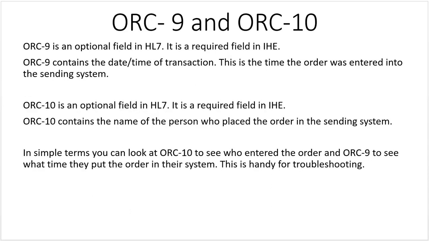ORC 9 and 10. 9 is an optional field in HL7, required in IHE. 9 contains the date time of transaction. This is the time the order was entered into the sending system. 10 is optional in HL7, required in IHE. It contains the name of the person who placed the order in the sending system. In simple terms, you can look at ORC 10 to see who entered the order and ORC 9 to see what time they put the order in their system. And that's very handy for troubleshooting.